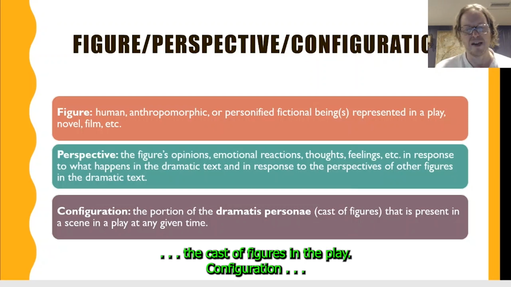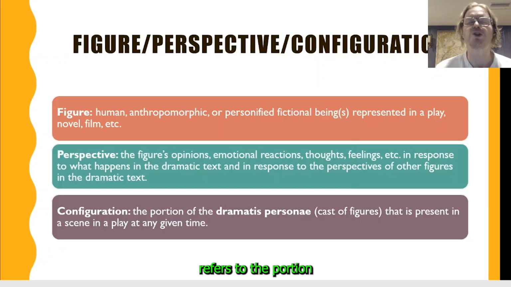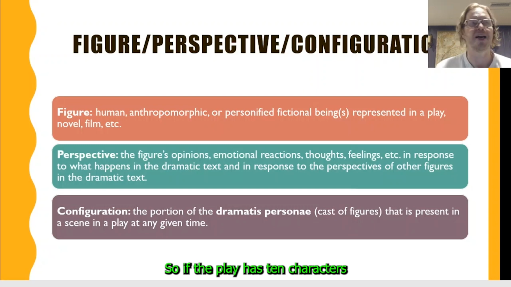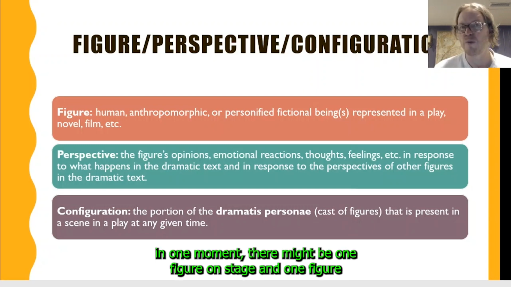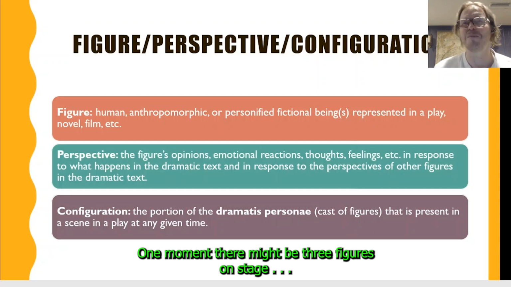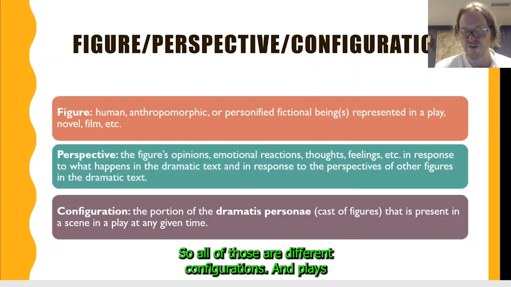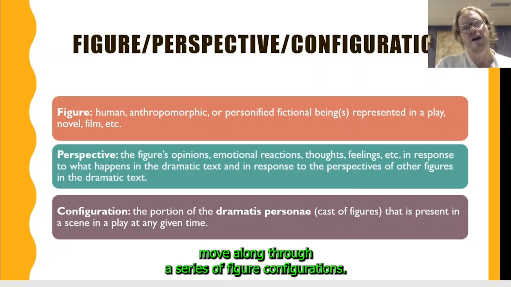play. Configuration refers to the portion of that entire cast that is on stage at any given moment. So if the play has 10 characters, in one moment there might be one character on stage, and in another moment there might be 3 figures on stage, and in another moment there might even be 0 figures on the stage. So all of those are different configurations, and plays move along through a series of figure configurations.